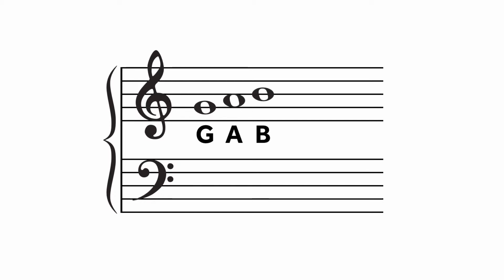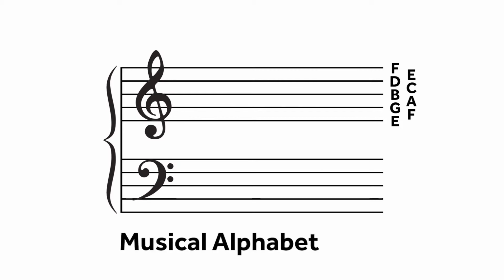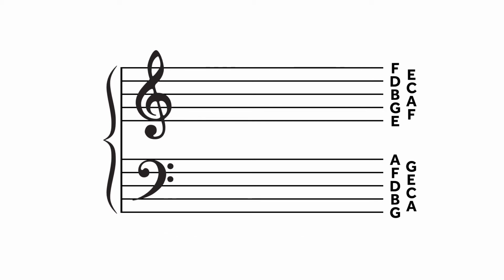To speed up note recognition, it is helpful to memorize the note names associated with all the lines and spaces in all the clefs. Starting from the bottom of the treble clef, the lines are E, G, B, D, F, and the spaces are F, A, C, E. Starting on the bottom of the bass clef, the lines are G, B, D, F, A, and the spaces are A, C, E, G.